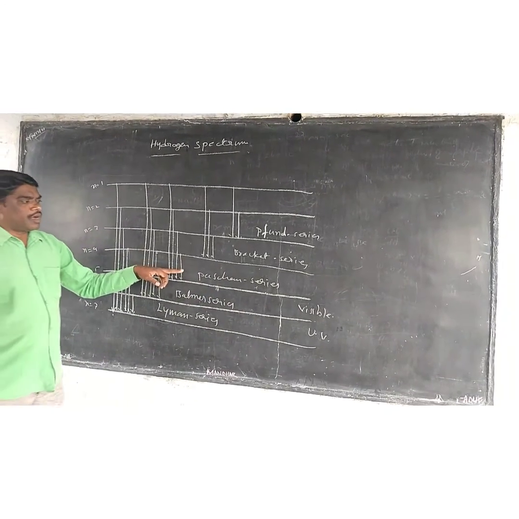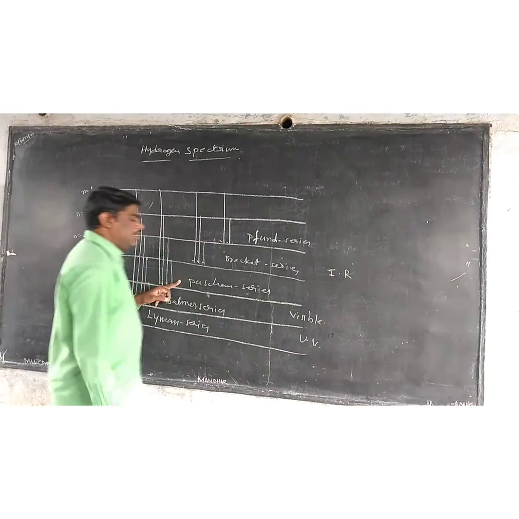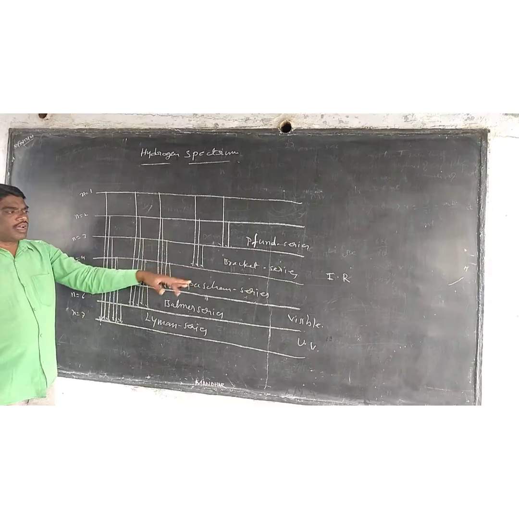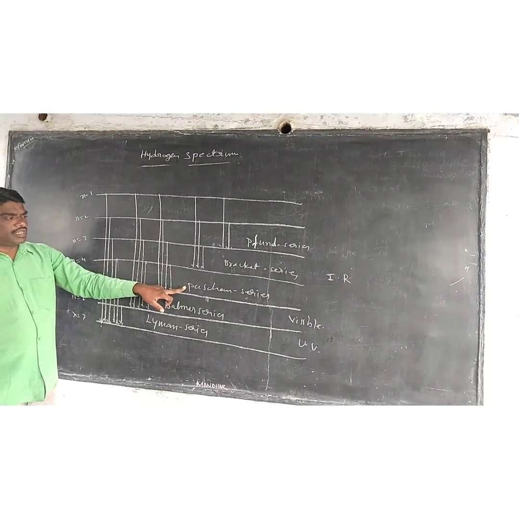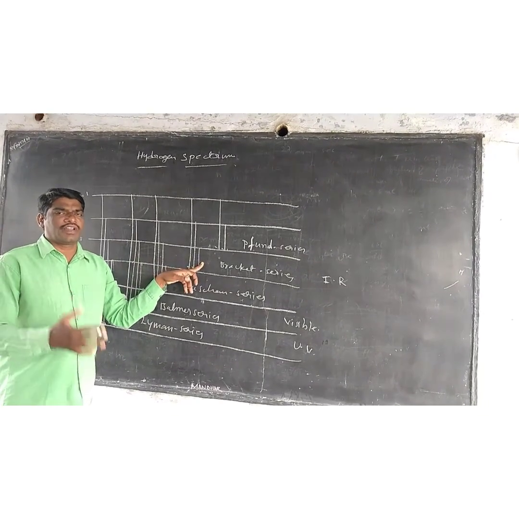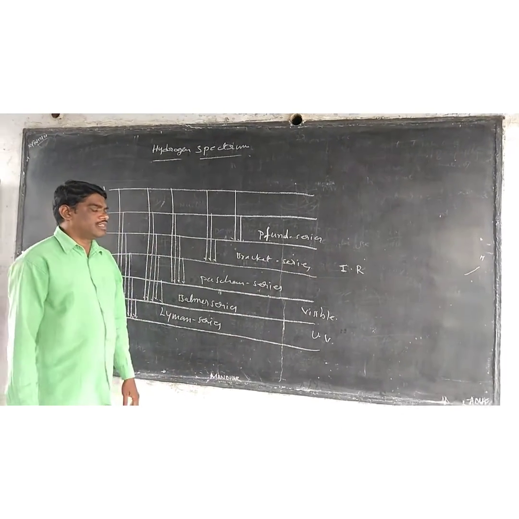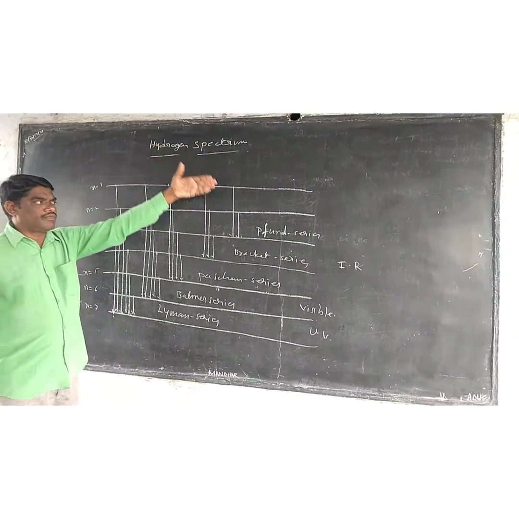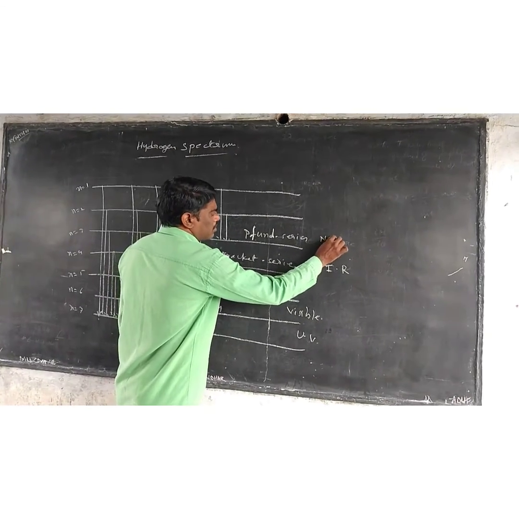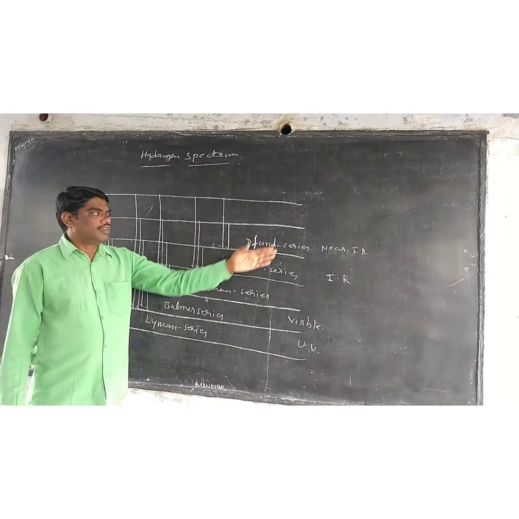Next is the Paschen series, in the IR, infrared region, the near IR. The Paschen series, n = 3, is identified in the infrared region. Then n = 4 is the Brackett series, exactly in the infrared region, called the IR series or Brackett series. Then n = 5 is the Pfund series, in the far IR. This series is called the Pfund series.